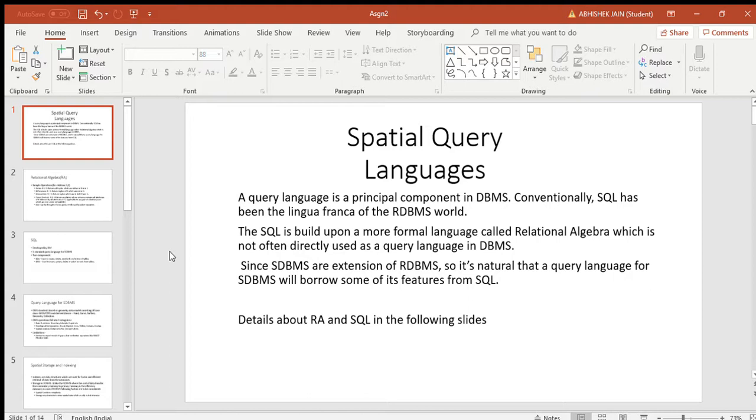Today we'll be learning about spatial query languages. A query language is a principal component in database management systems. Conventionally, SQL has been the lingua franca of the RDBMS world. SQL is built upon a more formal language called relational algebra, which is not often directly used as a query language in database management systems. Since spatial database management systems are an extension of relational database management systems, it's natural that a query language for spatial database management systems will borrow some of its features from SQL.